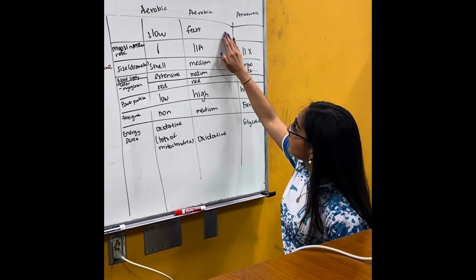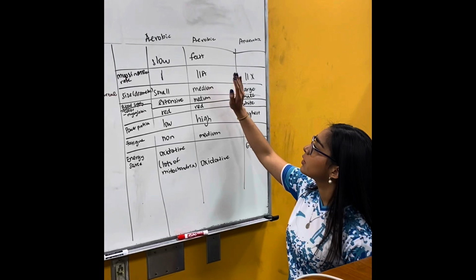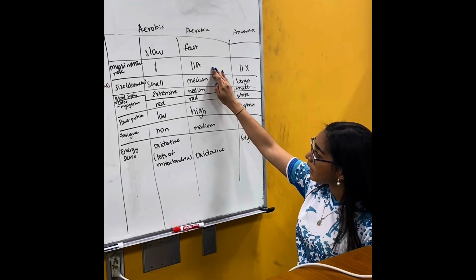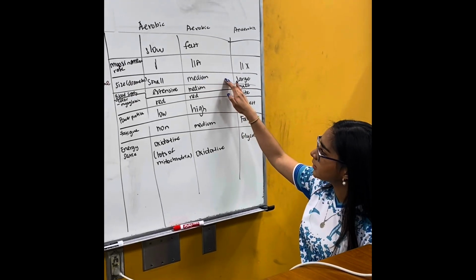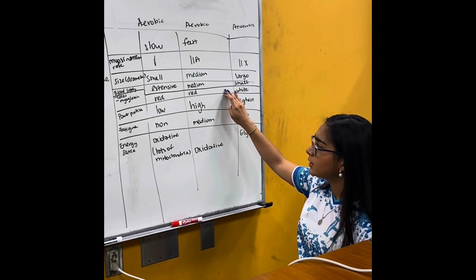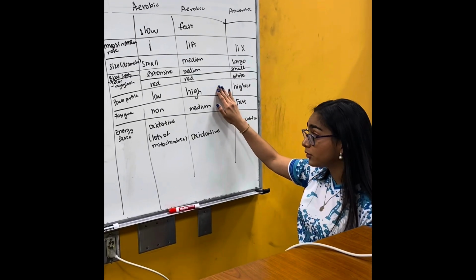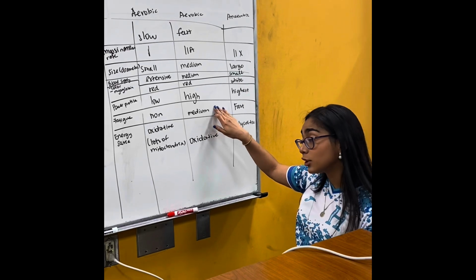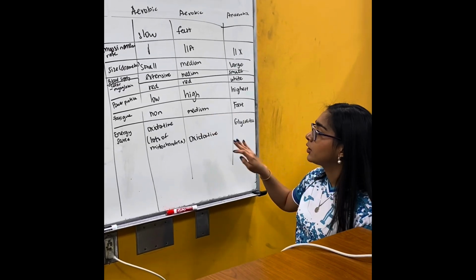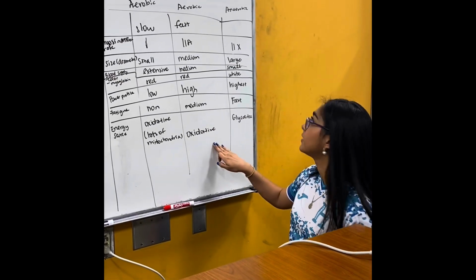There's another aerobic that's a little bit faster. You use 2A myosin ATPase rate. It's medium size, medium blood supply, it's still red. You have a high power profile. You do get fatigued a little bit here, it's medium. And then your energy source is still oxidative.